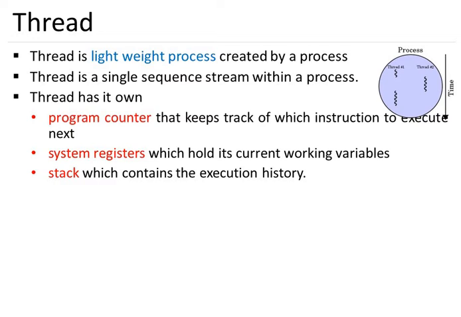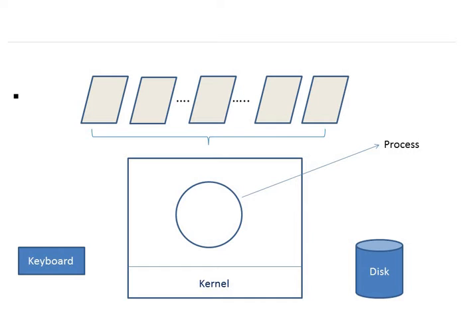It may be possible they require variables which are currently stored in registers, or data. They are also using a stack, and it contains the execution history. Now let's see an example. So over here, these are, let's say, pages of some book.